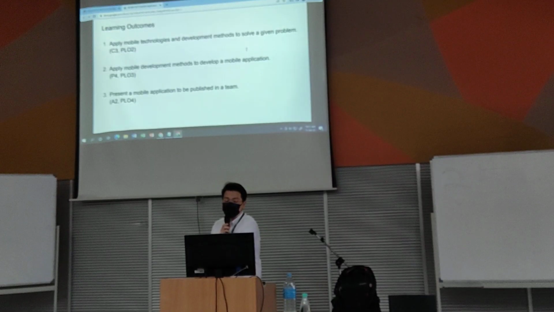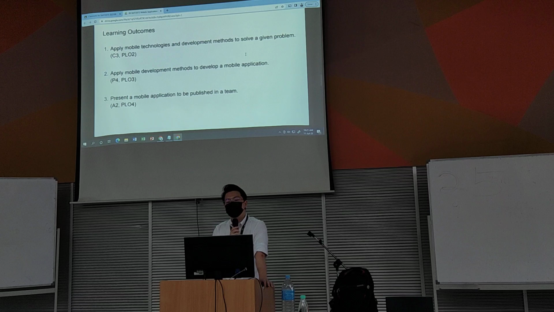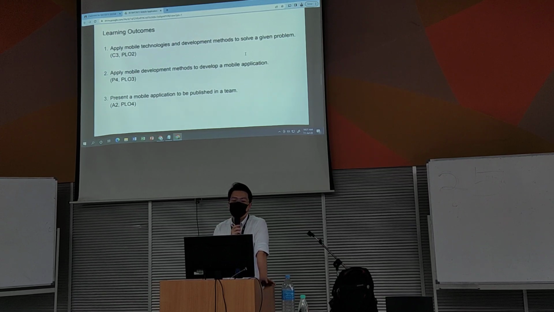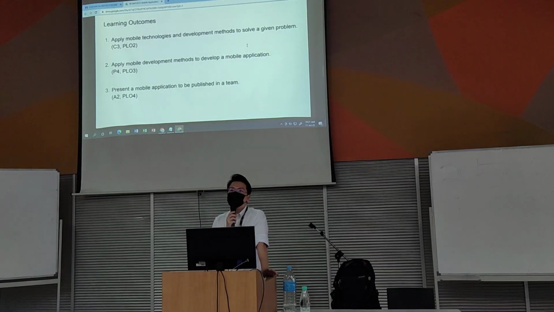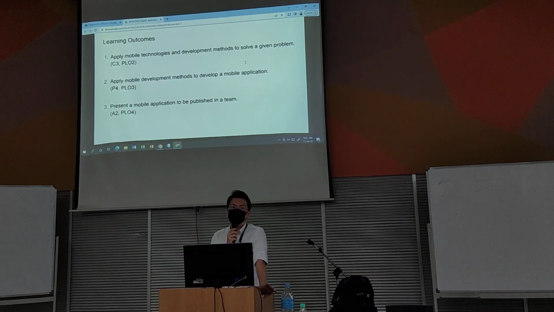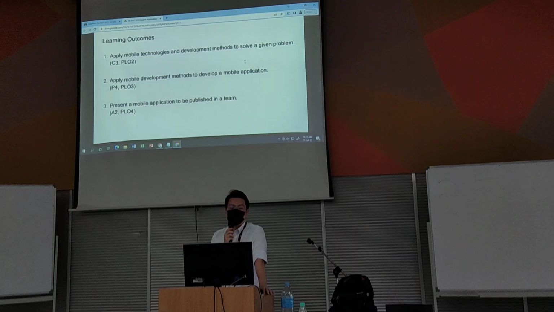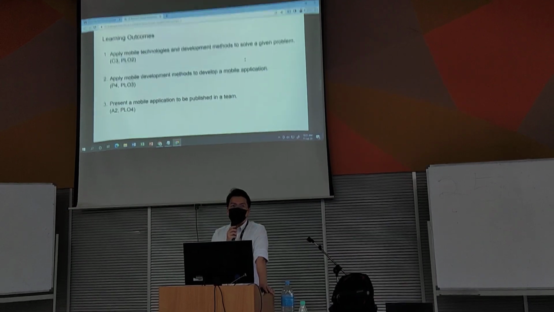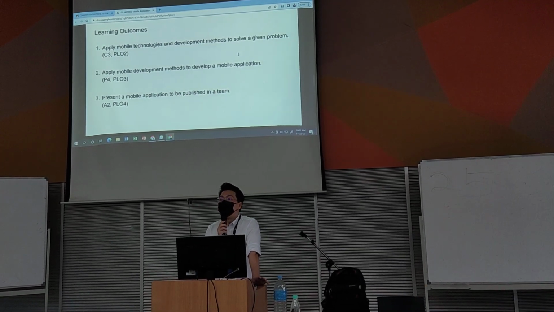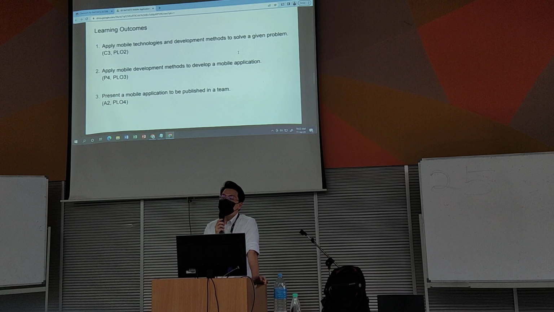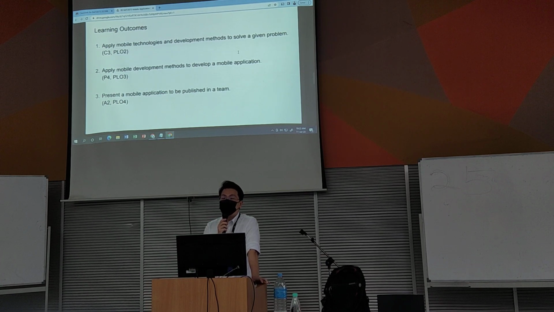So what is our learning outcome? There are 3. First off, we want to apply the mobile technologies and development methods to solve given problems. When we say to solve a given problem, you will see most of the questions that you're going to go through in the summary of each chapter are going to be something like a case study. So you need to apply whatever you learn to actual problems.